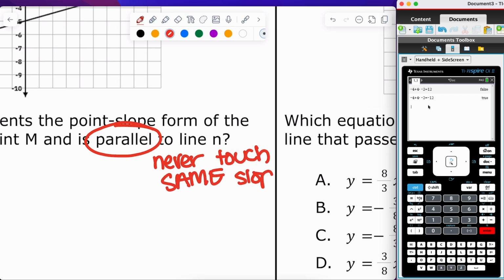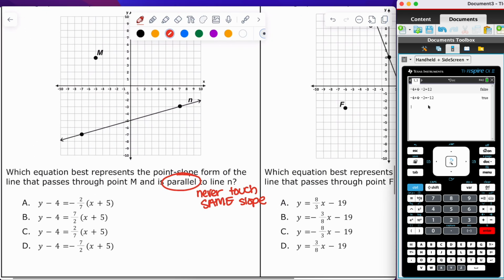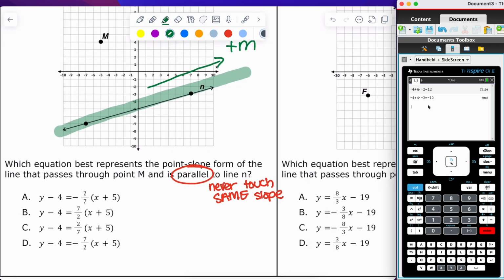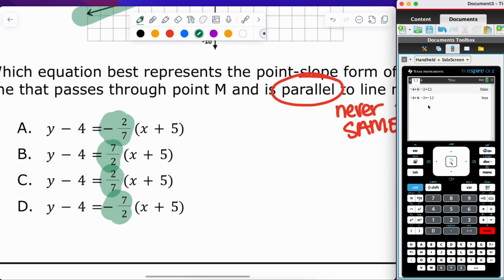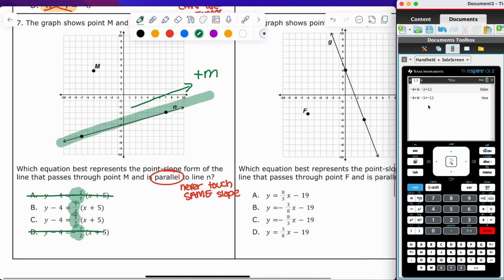So when I talk about slope, if I look at this line, it is going up. So I know it's a positive m. If I look at my m's right here, I know I can eliminate A and D because they are not positive. So now I just have to work with B and C.